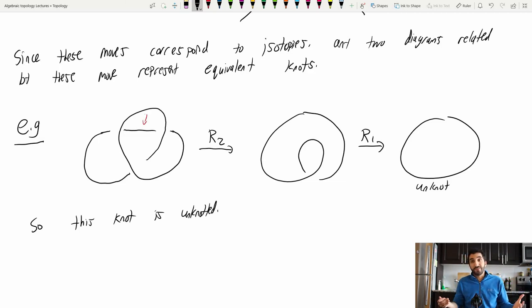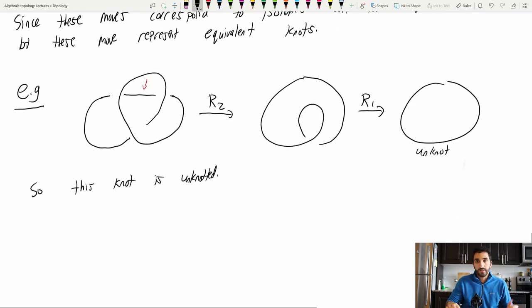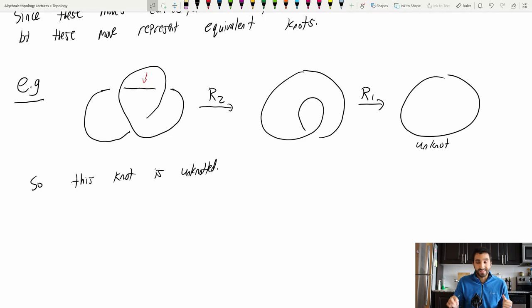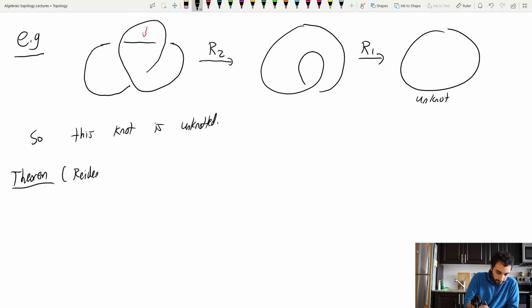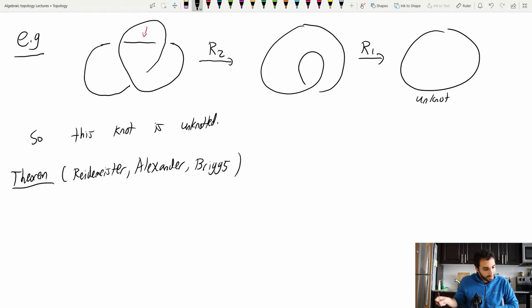Great. So now we have a way of telling when two knots are equivalent. You do some Reidemeister moves to them, and it shows you that the knots are equivalent. So here's a theorem. Due to Reidemeister, Alexander, and Briggs. Reidemeister gets most of the credit.